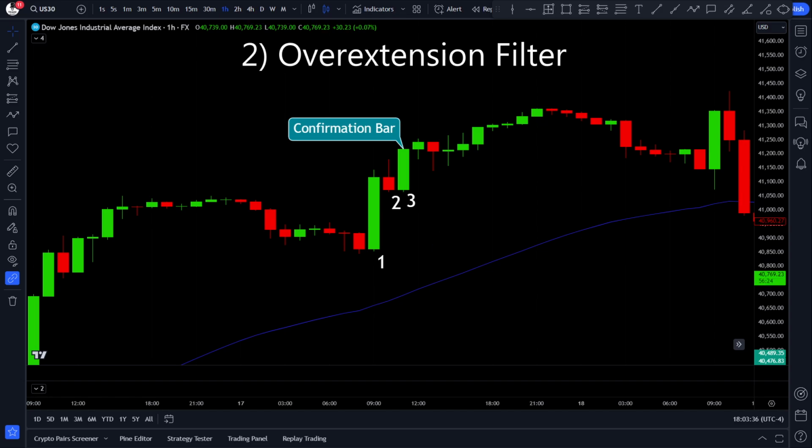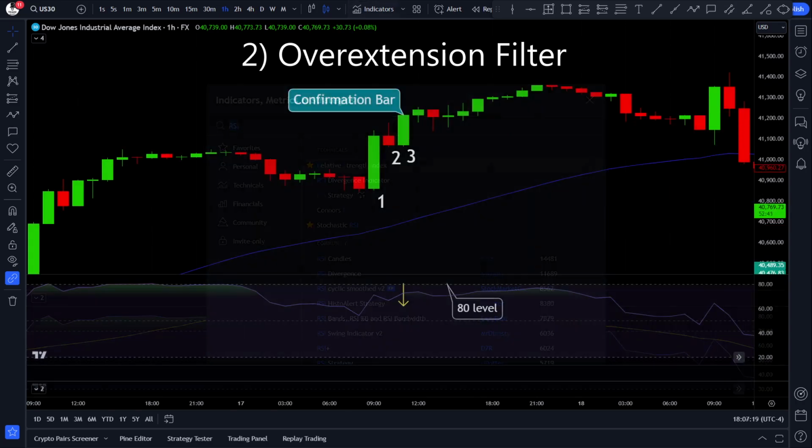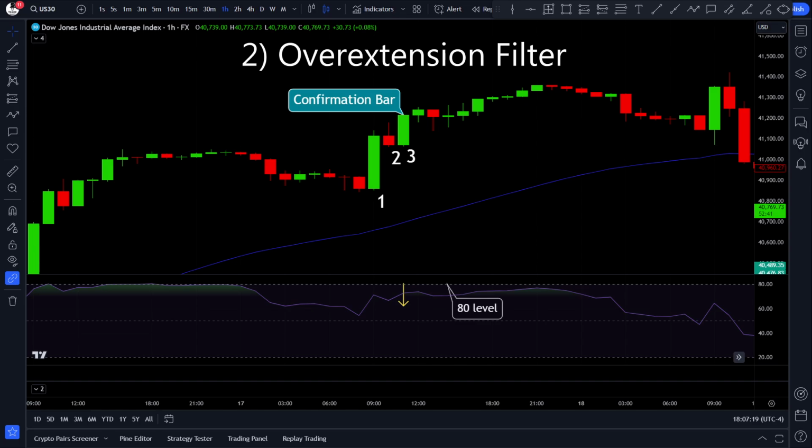Second, overextension filter. Avoid entering when the price is overextended to the upside. I tested two approaches for this: using the RSI to limit entries below the 80 level, and employing a moving average distance limiter to ensure the price isn't too far from a specific moving average. After testing I found that the moving average distance limiter is more effective.